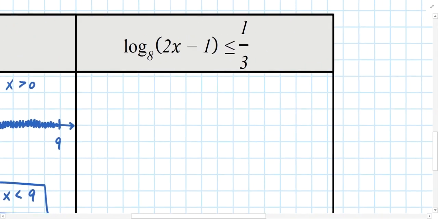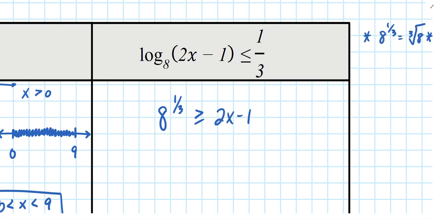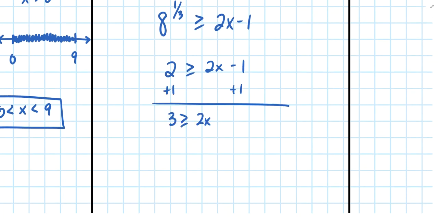In our final example, we don't need to isolate the logarithm first, but we do see that it should be rewritten as 8 to the 1/3 power is greater than or equal to 2x minus 1. Please note that 8 to the 1/3 power is the same as the cube root of 8, which is 2. So, when we add 1 to both sides and divide by 2 to isolate x, we see that 3/2 is greater than x.